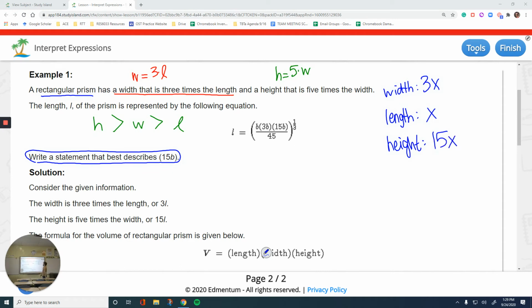Okay. Now the length of the prism is represented by the following equation. So right here we have the length. Which one is, okay, let's see, which statement best describes 15b? So, okay, I see that 15b is going to be the height. So this right here, instead of x, they're using the letter b. Because this right here is the height, this one is the width, and that one is the length.